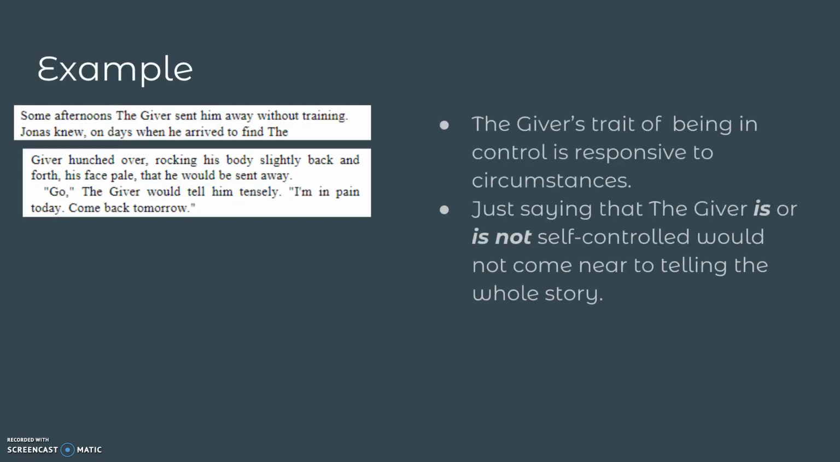For example, the Giver's trait of being in control is responsive to circumstances. Just saying that the Giver is or is not self-controlled would not come near to telling the whole story. In the example shown on the screen, we see the Giver feeling out of control. The memories are controlling him and causing him pain.